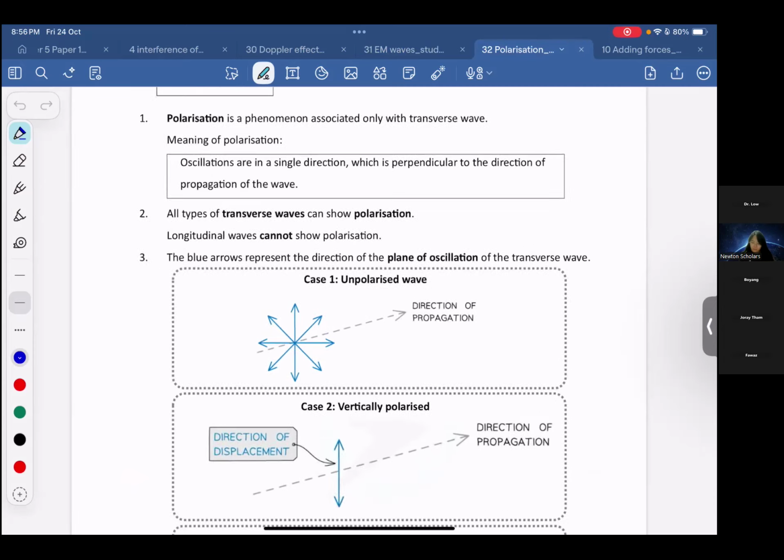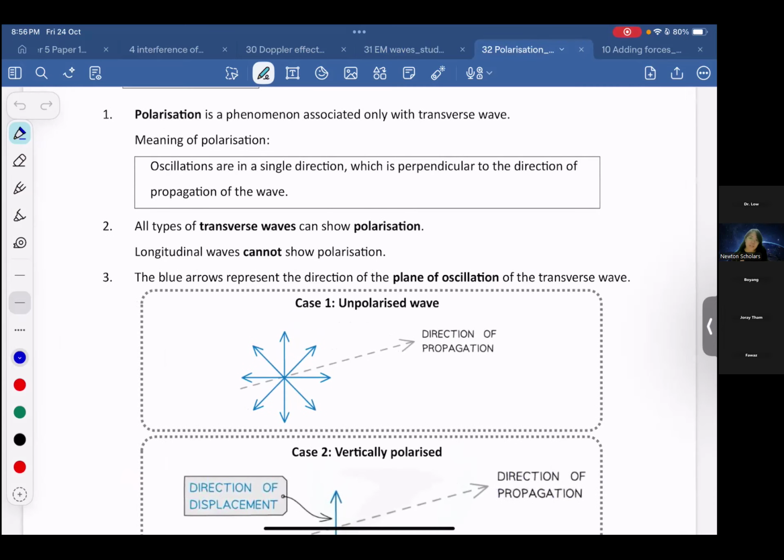Okay, polarization. Just now I said that EM wave is a transverse wave, so reflection, refraction, diffraction and interference can happen. One thing I told you is new in our A level is called polarization. Polarization can only work with transverse waves. Longitudinal waves cannot. Sound cannot show polarization.